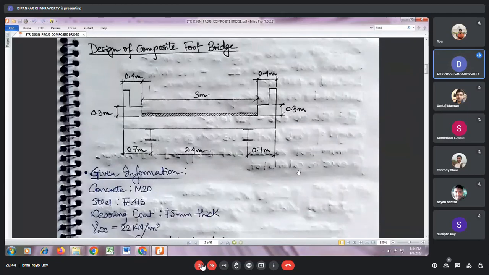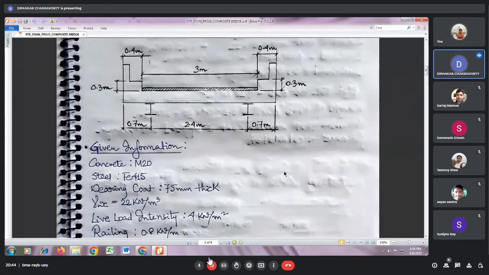I had shown you the figure because the load transfer mechanism is like this.